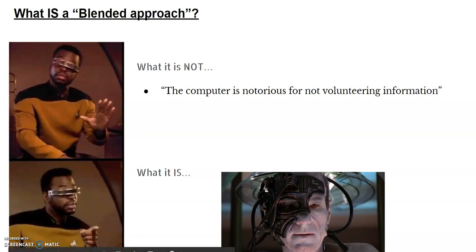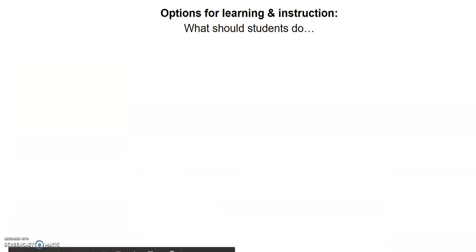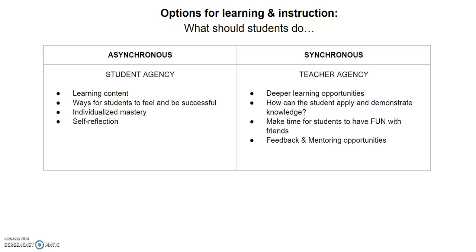So there is going to be a blend of asynchronous and synchronous options. So options for learning and instructions. What should students do asynchronously on their own, not with their peers, not during class time, and what should they do with their peers or with the teacher? So asynchronous time is a great time for student agency, in which they can choose the modality, or you can let them know which modality they have choice. And this can be their time, place, path, or pace. And we'll talk about that later.